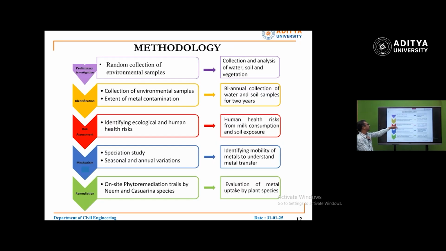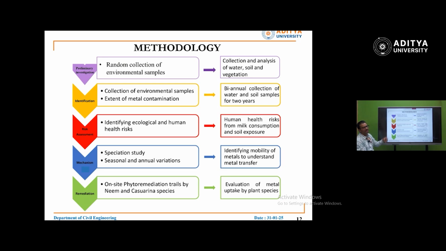So this is the methodology which we have formulated. Initially we do a preliminary investigation. That means we want to know the extent of contamination, so we collected random samples in and around the study area to know up to what perimeter the contamination was there and how deep it was. For that purpose, we collected random environmental samples: water samples, soil samples, and local vegetation growing in the lake bed area.